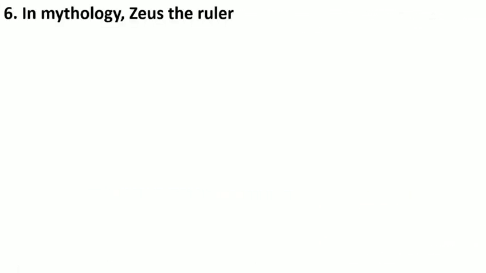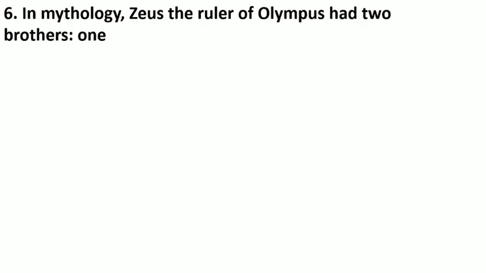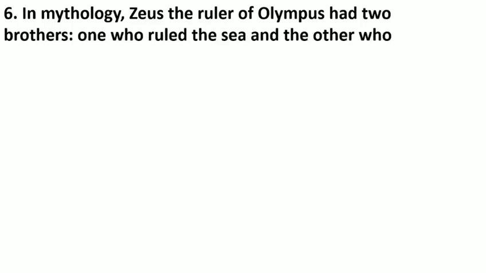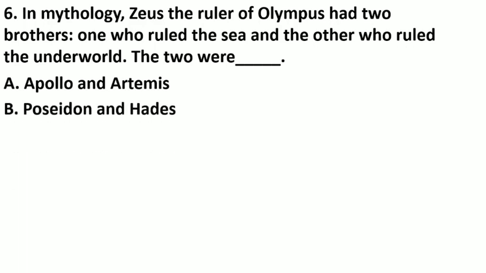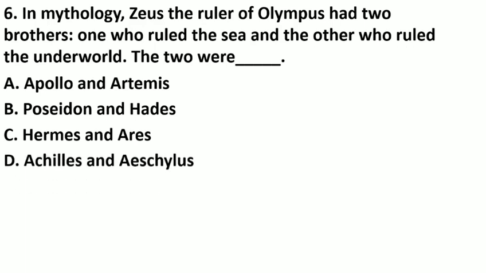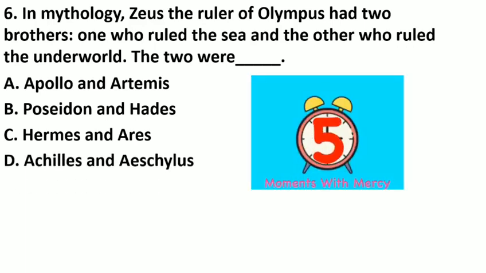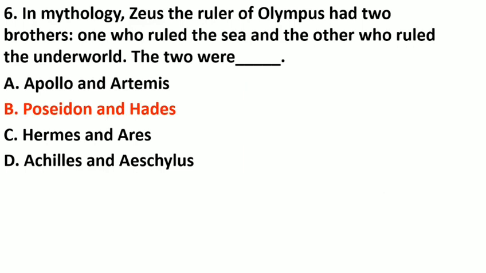In mythology, Zeus, the ruler of Olympus, had two brothers, one who ruled the sea and the other who ruled the underworld. The two were blank. A. Apollo and Artemis. B. Poseidon and Hades. C. Hermes and Ares. D. Achilles and Aeschylus. The correct answer here is option B.